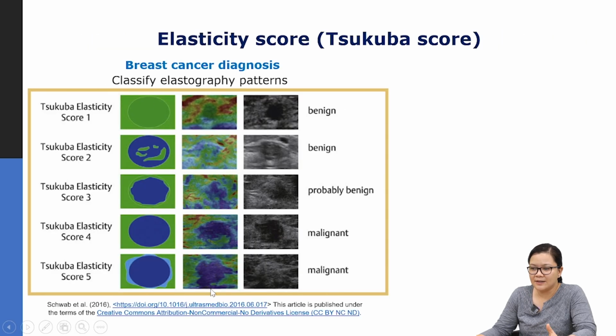I'll also introduce another elasticity score that is widely used in breast cancer diagnosis. This is the Tsukuba score, which looks into the pattern of the strain elastography images. Depending on that pattern, it will categorize the tissue as benign or malignant. You can see this is a 5-point scale, and depending on the pattern here, the clinician can score it as benign or malignant, and in the intermediate stages as well.